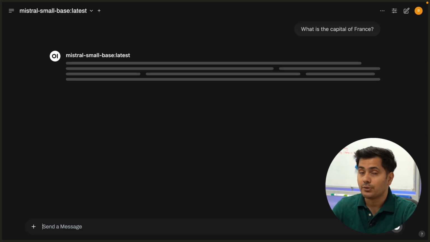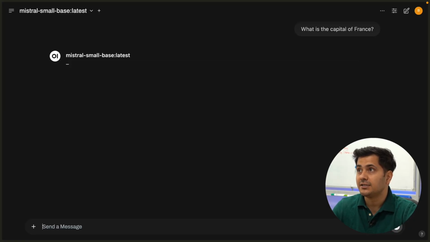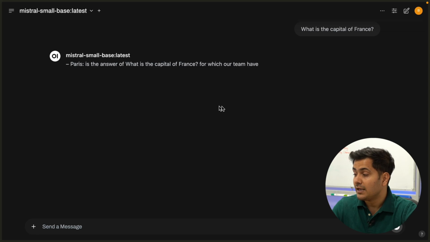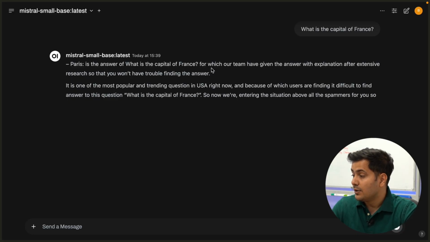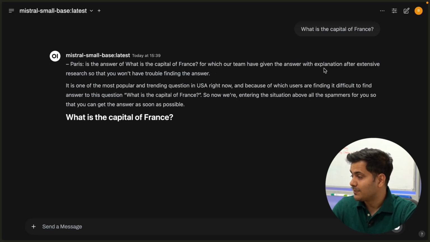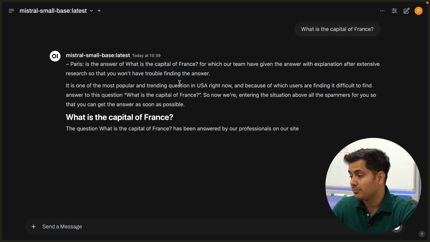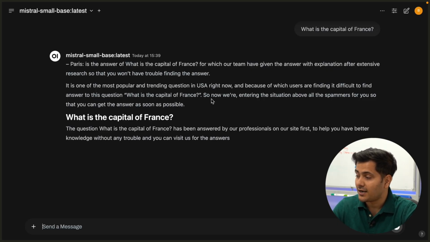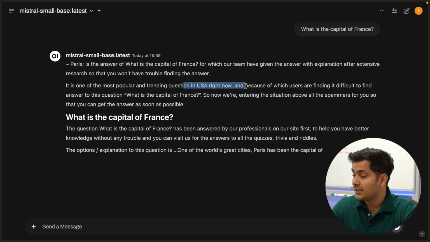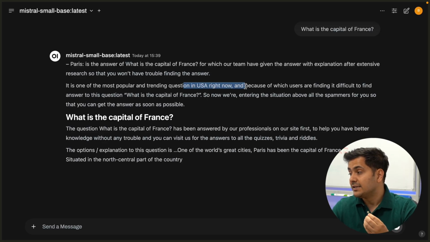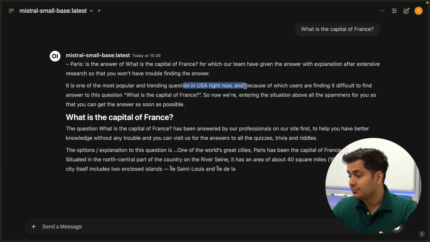Usually when you are interacting with these models, you might expect it to come up with an answer straight away. In this case, it does, but rather than stopping there, it also says, is the answer of what is the capital of France, for which our team has given the answer with explanation after extensive research so that you won't have the trouble finding the answer, and so on. And it goes on about another question trending in the USA. It looks like it's writing an article rather than answering my question.